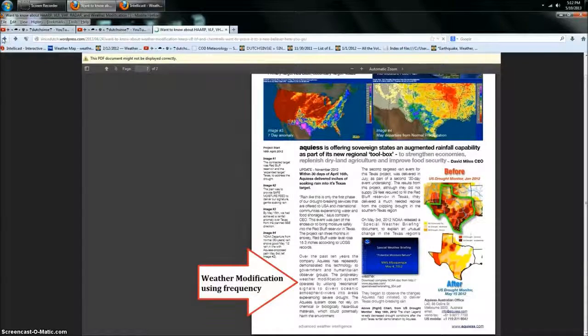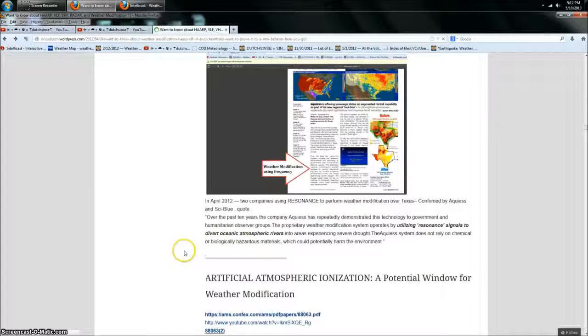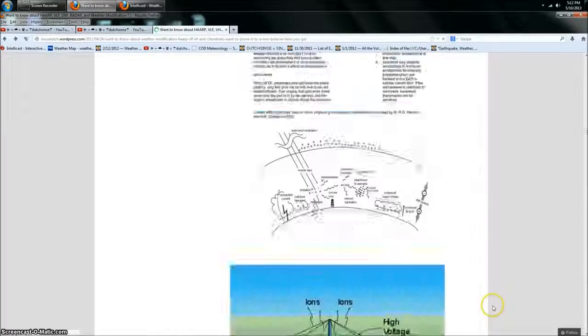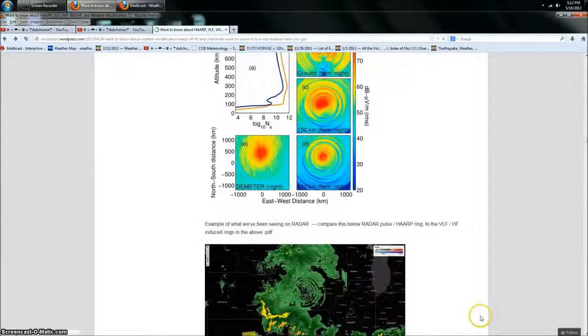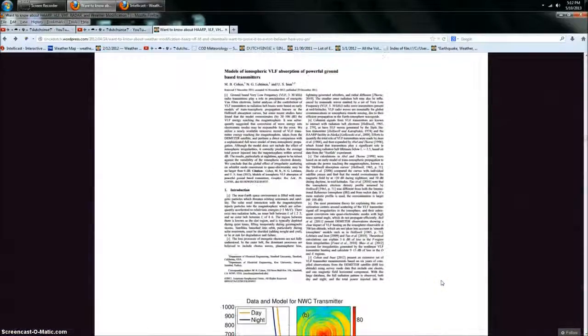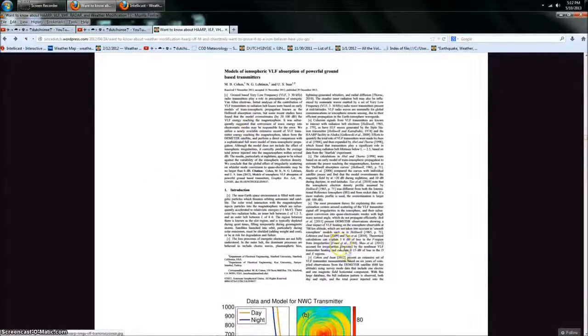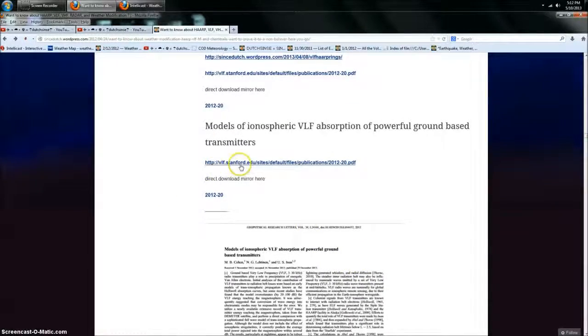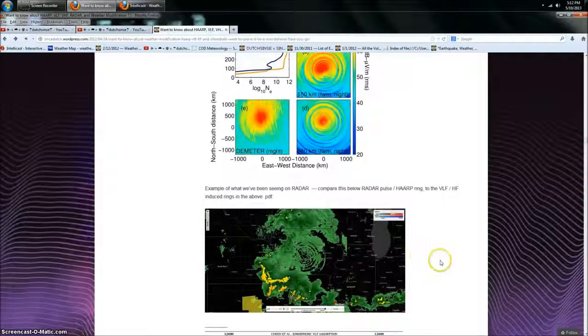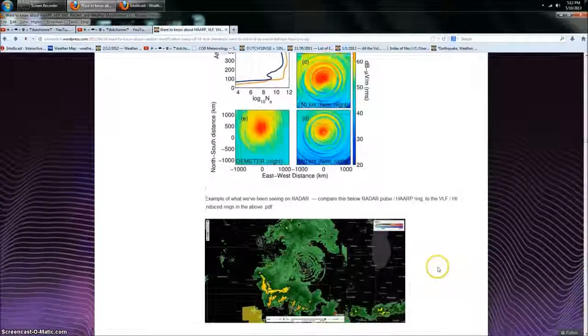So here's Acquiesce, clearly doing it in Texas, 2012, with results. So it's not even a matter of is it being done, it's a matter of why is it being done. That's where we are at this point. Here's a VLF signal. Again, these are papers from respectable institutions. You can download this from the Stanford VLF site directly, showing the ring effect that happens from powerful ground-based transmitters when they're operating at a very low frequency.